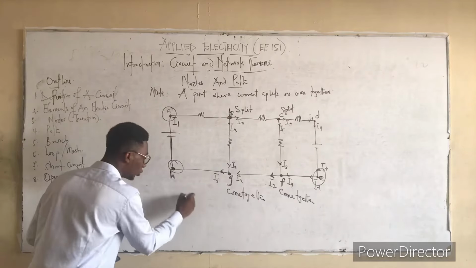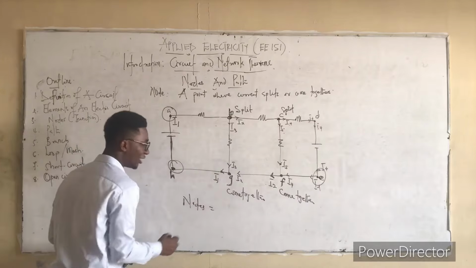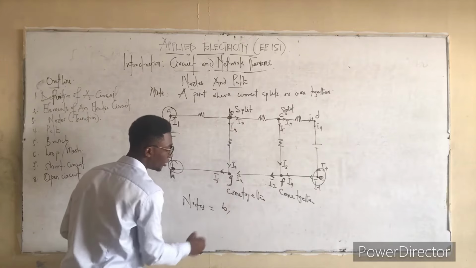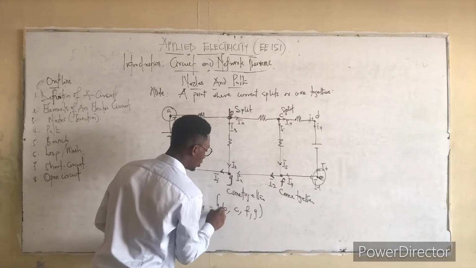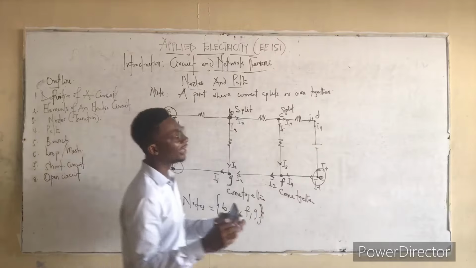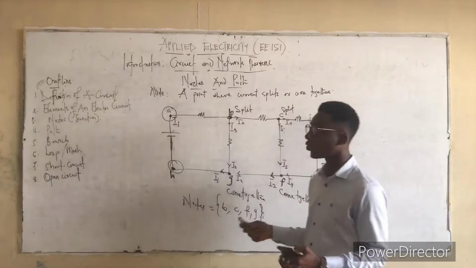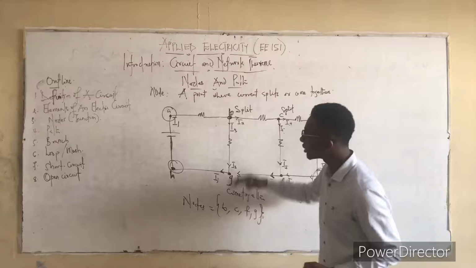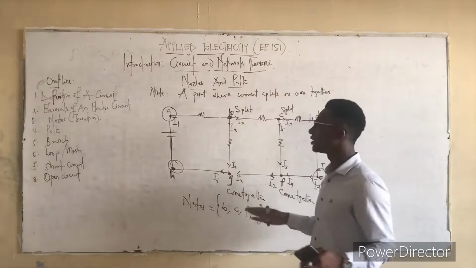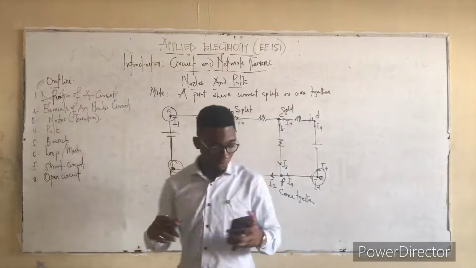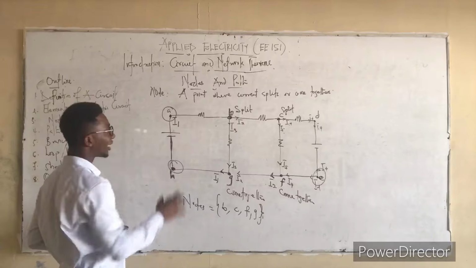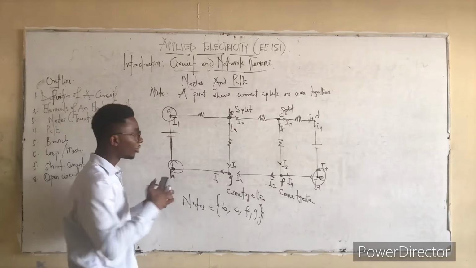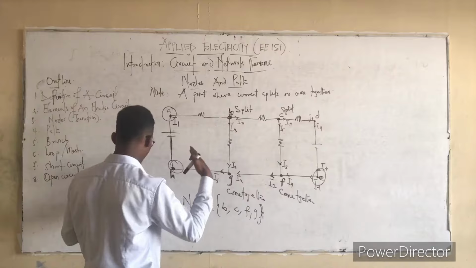So the nodes we have in this circuit are point B, point C, point F, and point G. So these are the nodes we have in this very circuit: a point where current splits or current comes together. Now in short, let's explain what a path is. A path is simple, a connection within the circuit where current flows. So any connection within this circuit where current flows is a path.